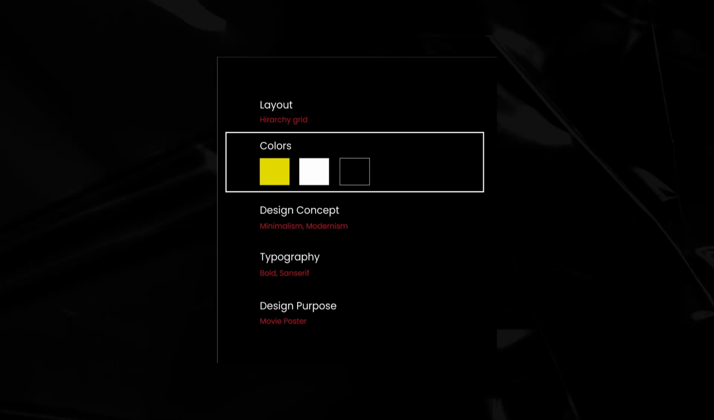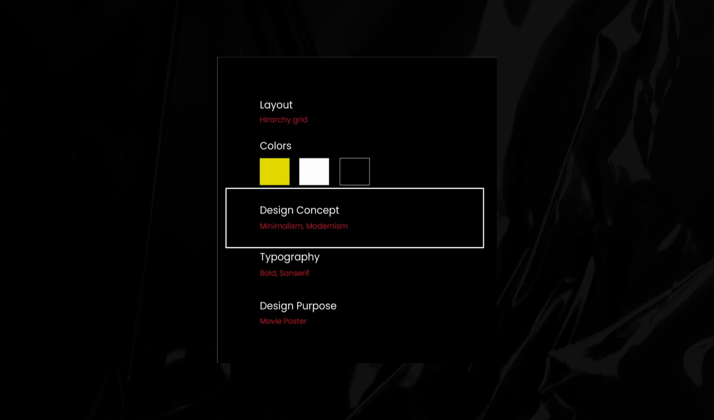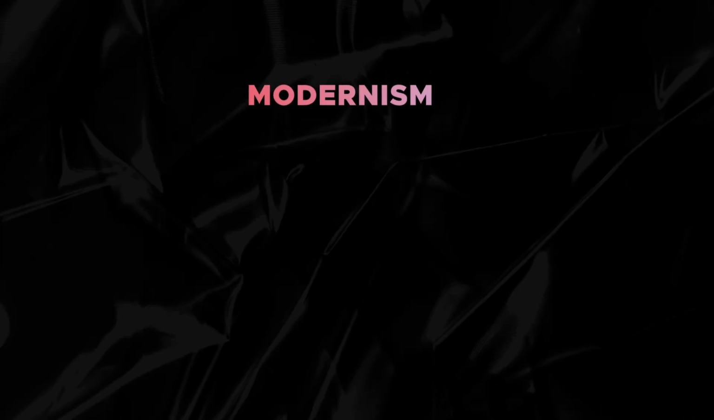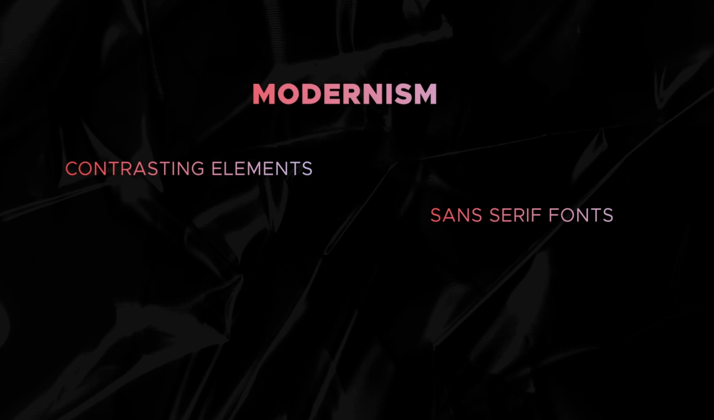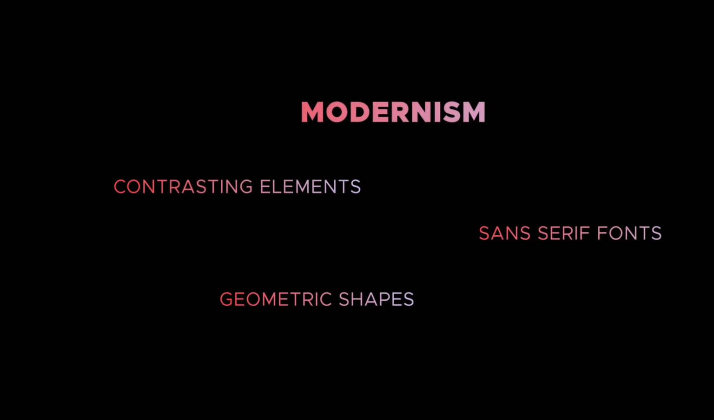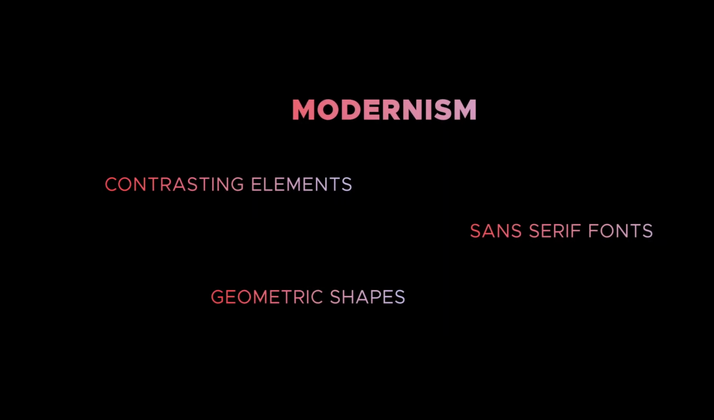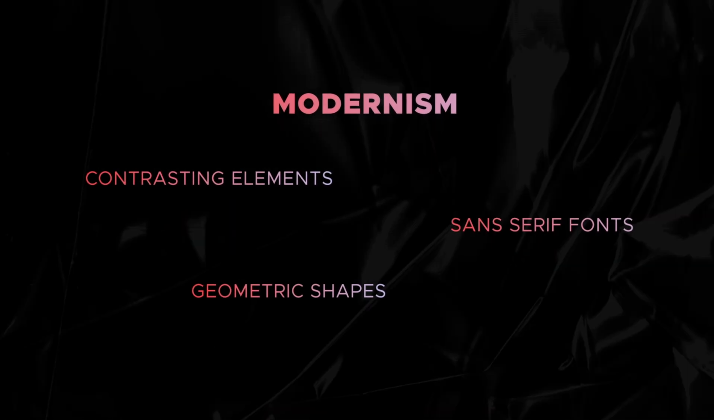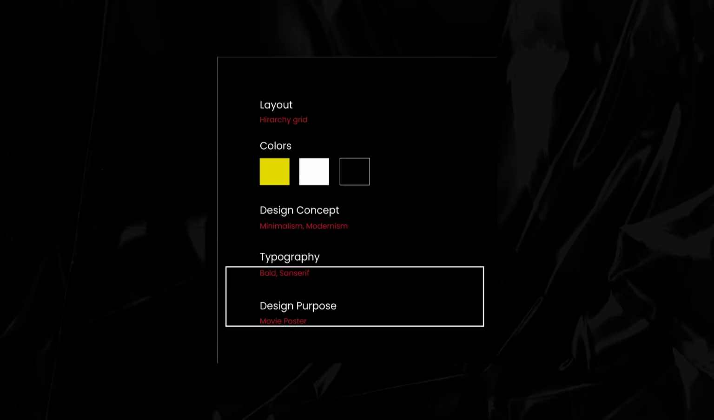When you come to the colors, I have replaced red with yellow. And the design concept will be minimalism. I'm going to add a combination of modernism to it. So in modernism design, we can use over-contrasting elements and clean and neat sans serif fonts. We can mix and match with geometric shapes. I'll show you in some time where I have used it. And the last two points, I'm going to leave as they are.